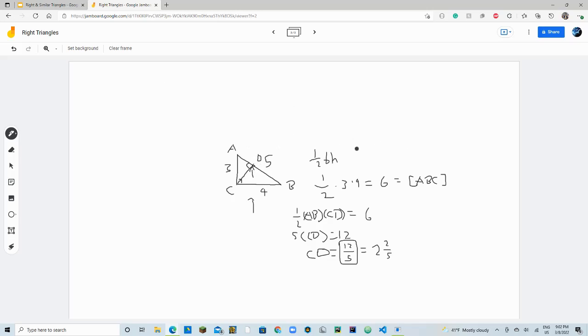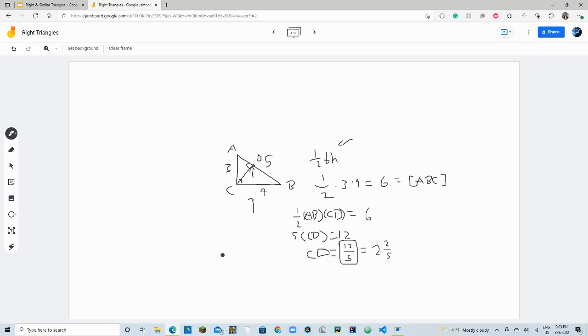A good way to do that is to realize the triangle has area 1/2 times base times height. We can set BC to be the base, for example, and AC to be the height. So we have 1/2 times 3 times 4 equals 6, and that's the area of ABC. Now a nice thing you can do is set AB as the base, and CD is now going to be the height.